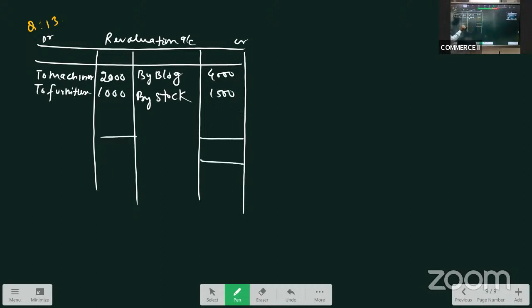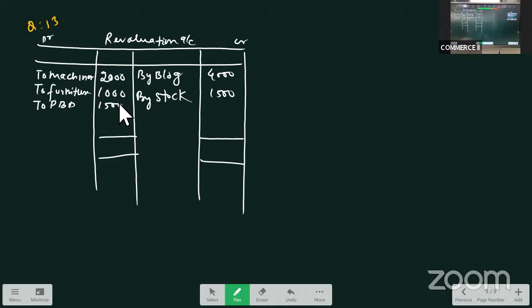So see what is the result of revaluation account. Did we incur profit or loss? Create 5% provision on debtors. This is also given. Provision for bad debts at 5%. Debtors are given as 30,000. 30,000, 5% would be 1,500. Okay. So now let us see what is the result of revaluation account.